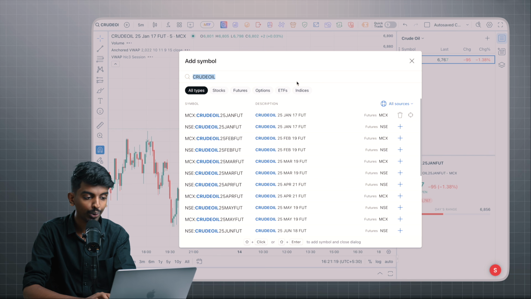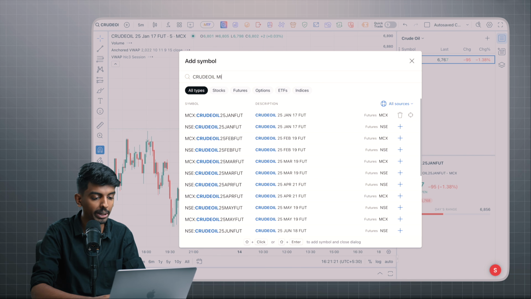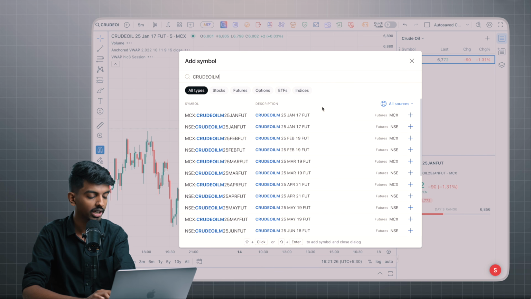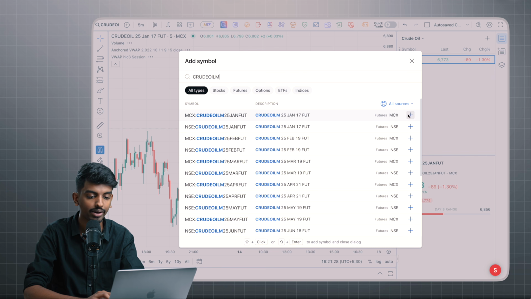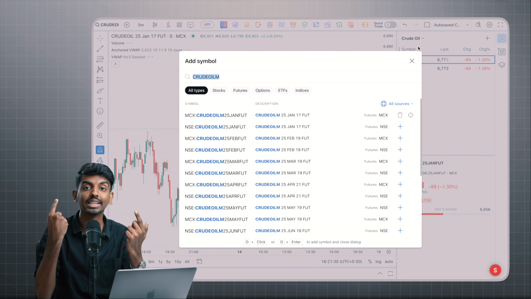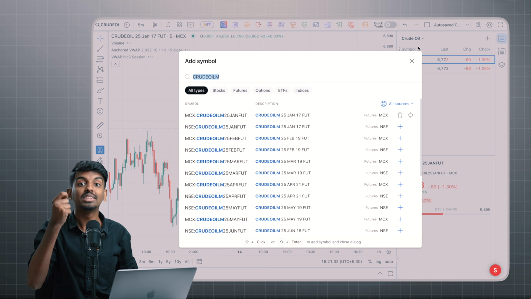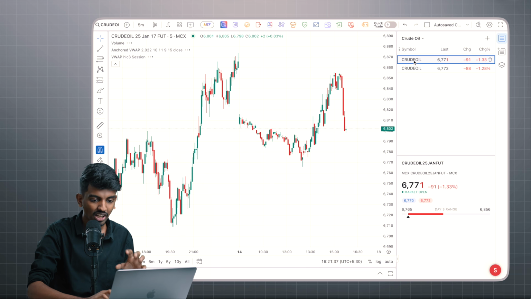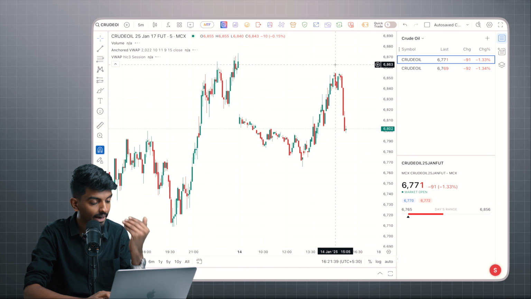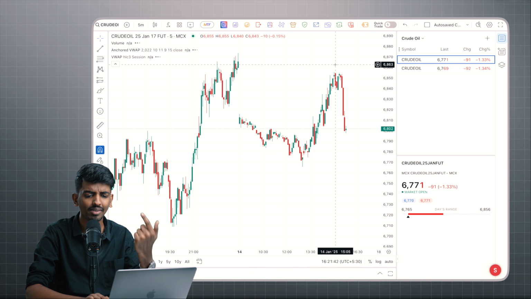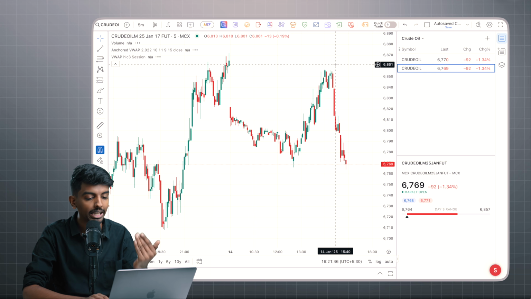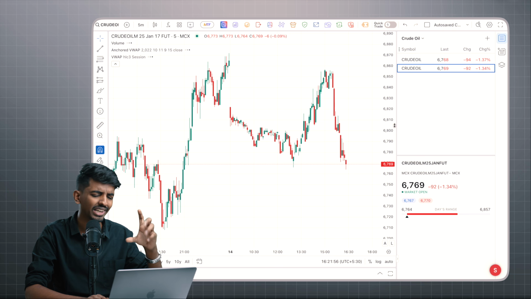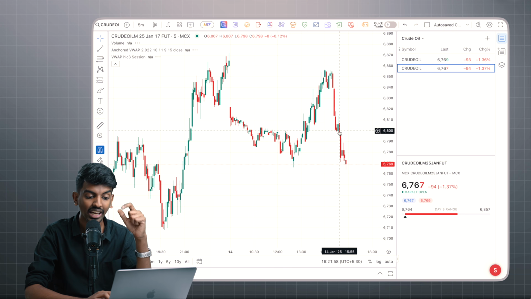So I want to add crude oil as well as crude oil mini. So let's find that out. Crude oil M is what you should type in here. So MCX Crude Oil 25 Jan futures. What does this mean? I'm looking at the 2025 Jan futures contract of what crude oil's price today should be. Okay, so you can see that crude oil in MCX is trading at 6771, and you can see the crude oil mini price is slightly different, but that's okay. It's small fluctuations that you're seeing. It normalizes towards the expiry time.